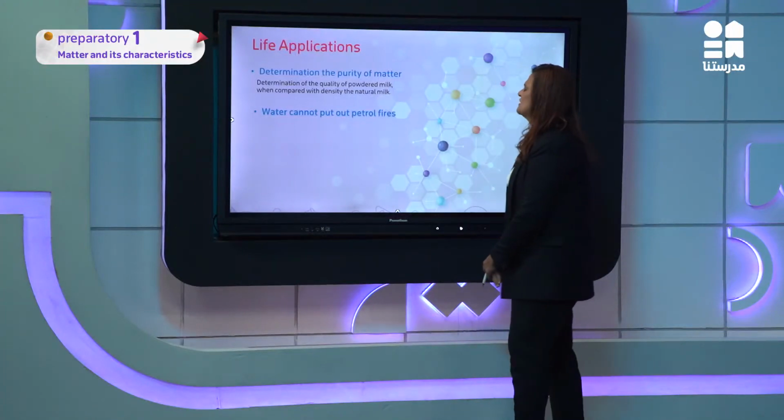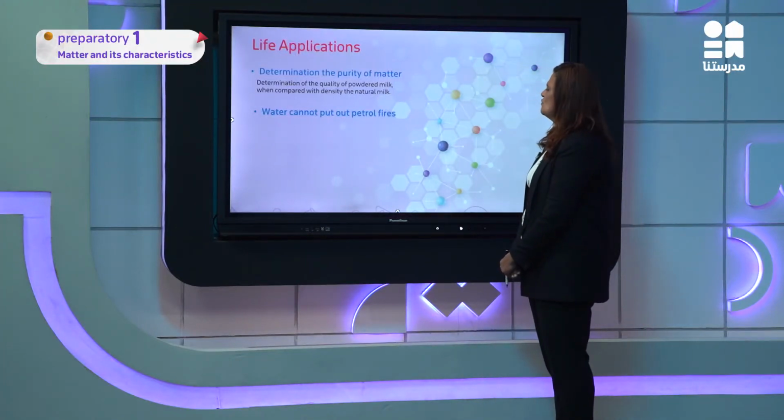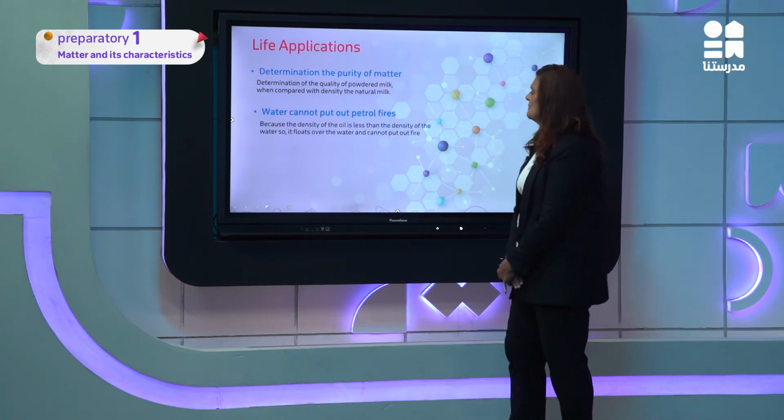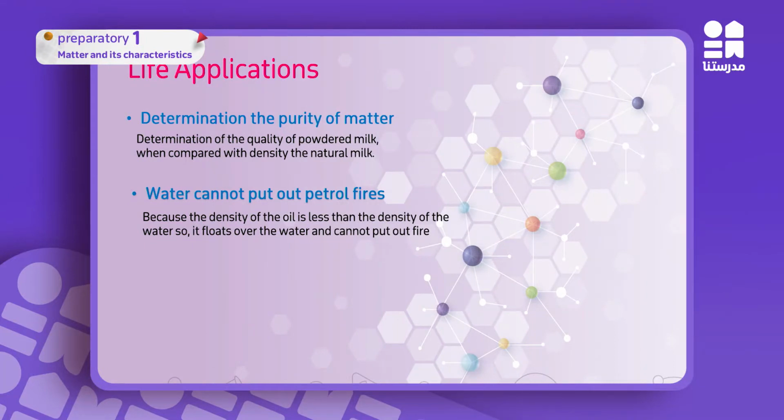Water cannot put out petrol fires. Why don't they put out fires with water? What is the reason? Because water is less dense or more dense than the oil, the petrol oil? We said before that oil has a density of 0.8, meaning less dense. It will float at the surface and the water will be underneath. Is that workable? No, of course not, because the density of oil is less than the density of water. So it will float. It floats over the water and cannot put out fires. Okay?